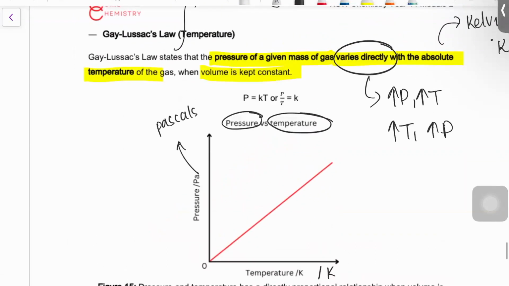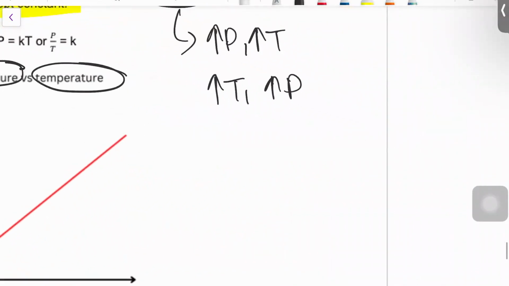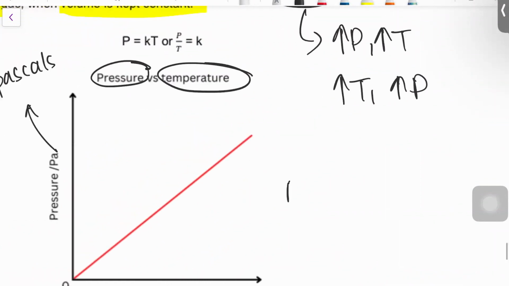And this graph is showing you this law because as temperature is going up, your pressure is also going up. So that's showing the directly proportional relationship. Now, if pressure varies directly with temperature, the way you would represent this as an equation would be something like this: P is equal to KT. K is just your constant, and relative to this graph, K is sort of like your gradient.